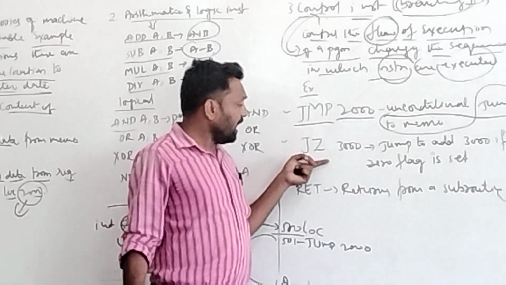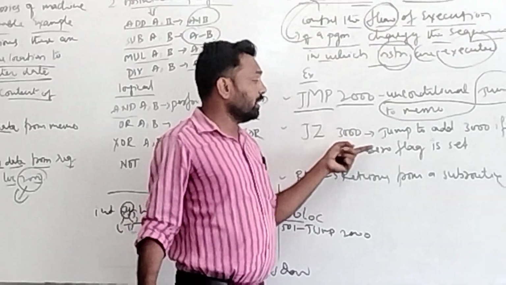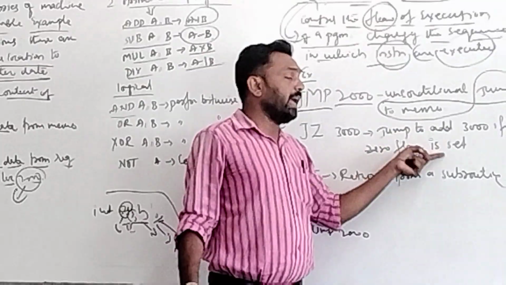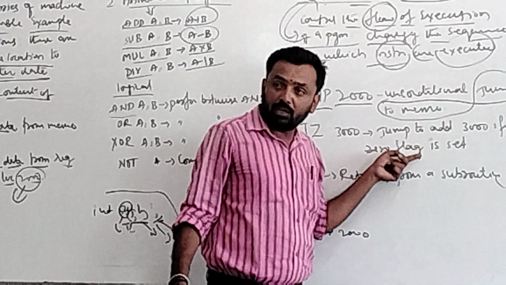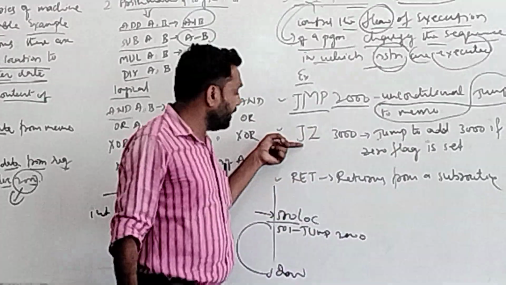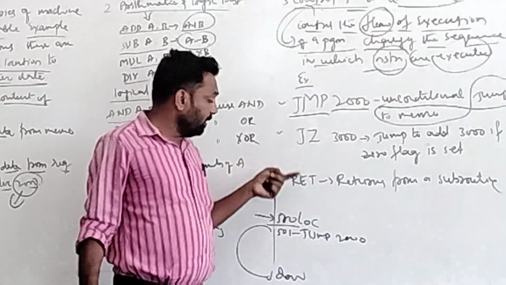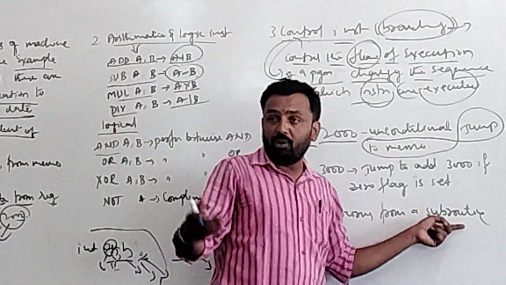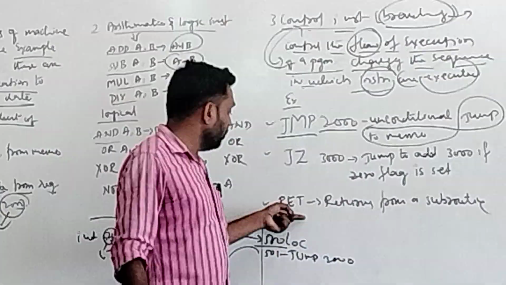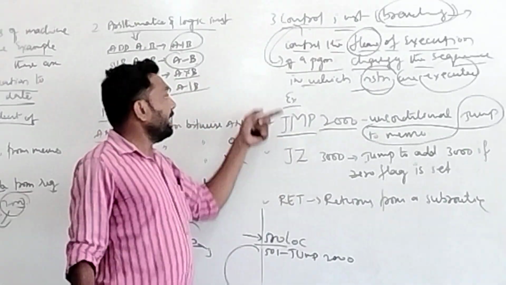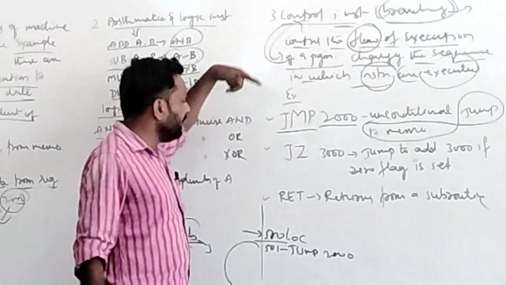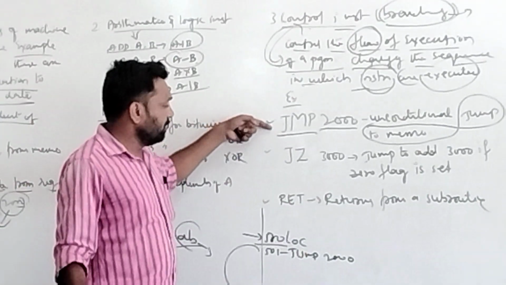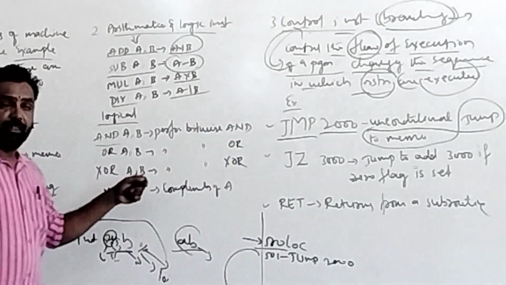Now this is JZ 3000, again jump to address 3000 if the zero flag is set. If the flag is set to 0, then we can go for JZ. Now another one is RET, that is return from the subroutine. If you want to return from that, we can use RET, right? So examples for control instructions are jump, JZ and RET, that is return. If you write any one or two, it's enough, right?